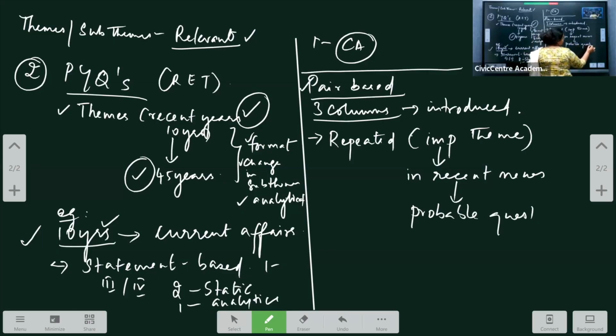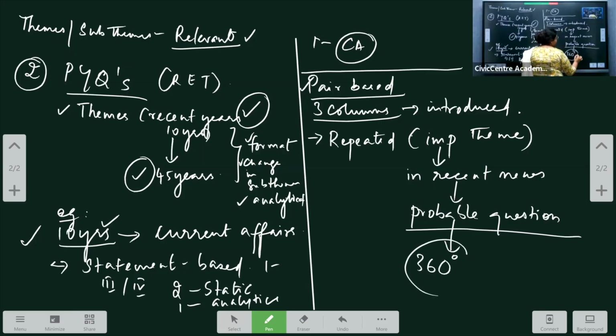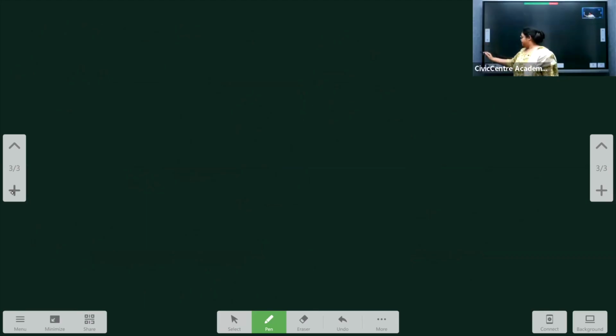And then you can ask 360 degrees of that concept, from static to analytical to current affairs, linking it to various other concepts that are there in the subject. So this is the kind of analysis that you will have to make to understand the topics that are there for topic allocation.